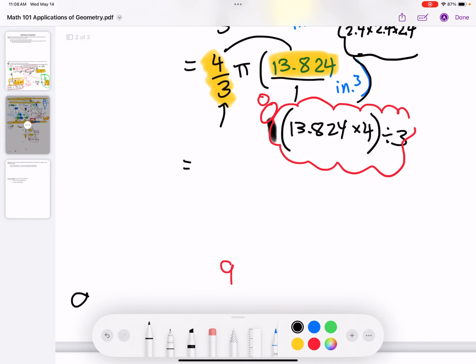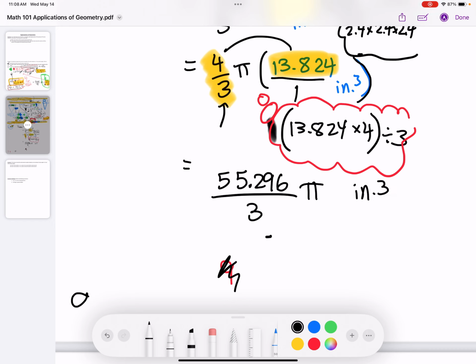I'm multiplying across 4 times 13.824. I'll do that first. The numerator is multiplied to 55.296, but I'm dividing that by 3, and the pi is just along for the ride. And then that's in cubic inches. Now I'm just going to take that 55.296 and divide it by 3. And then I should be done.